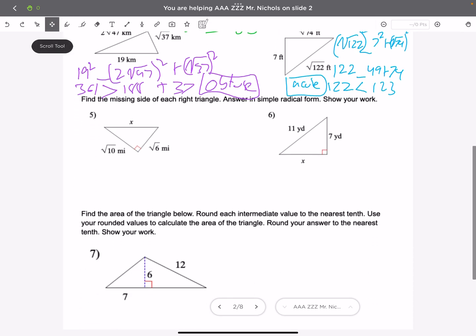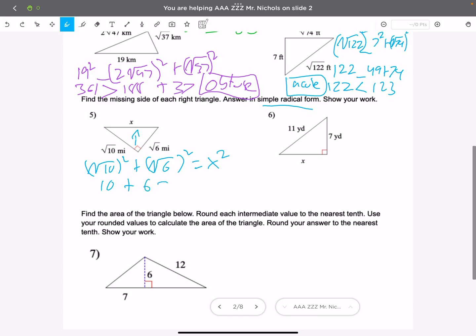All right. Now, for 5 and 6, we want to answer in simplified radical form when we're solving. It's always important to identify our hypotenuse c squared. In this case, it's x. So I would do root 10 squared plus root 6 squared is equal to x squared. That's just 10 plus 6, since the square root of 10 squared is 10 and the square root of 6 squared is 6. 16 equals x squared, so x is equal to 4.